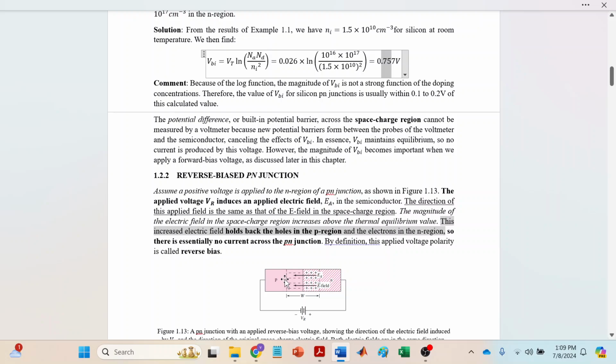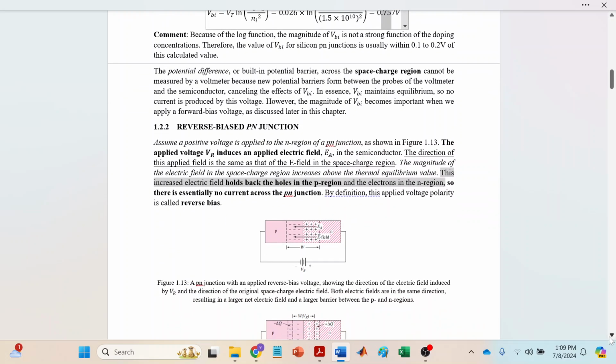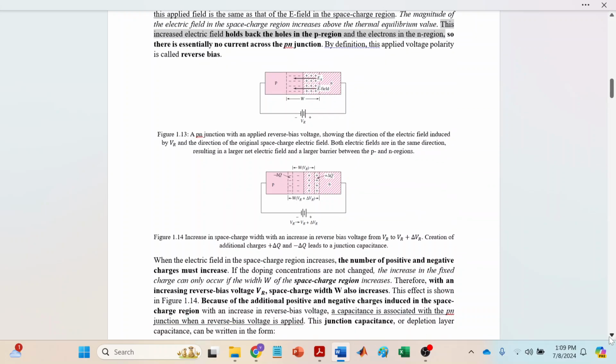This increase in the electric field would hold back the holes in the p region and the electrons in the n region, so that there's essentially no current. So no current can actually flow across the PN junction. This voltage is called the reverse bias voltage.